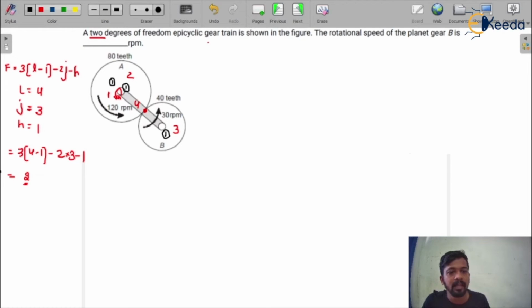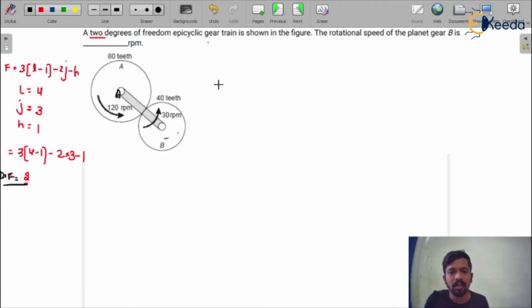So the degree of freedom for the epicyclic gear train is 2. Now we have to solve the question. It is given in the question that we have to find out the rotational speed of the planet gear B. Now see the structure and understand this gear train. A is having the fixed link about which it is in rotation, but B is in rotation with respect to A, and that's why it is connecting with the arm or carrier.